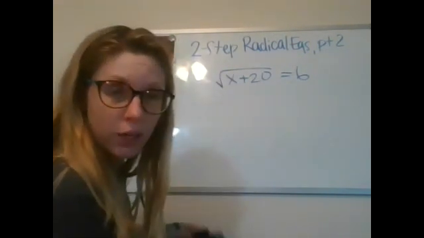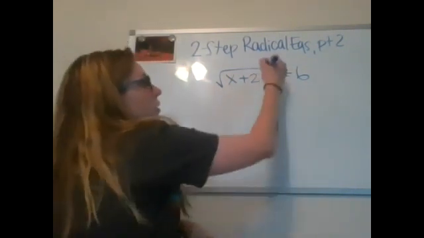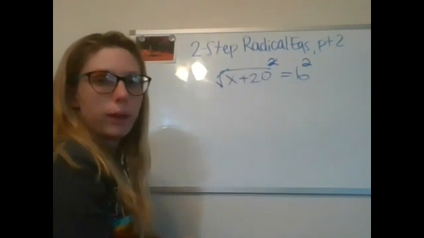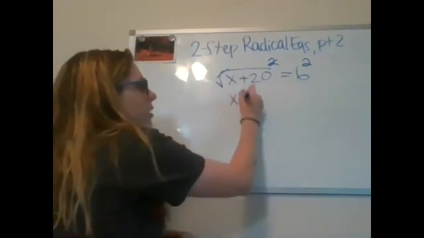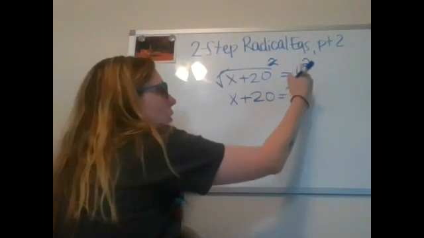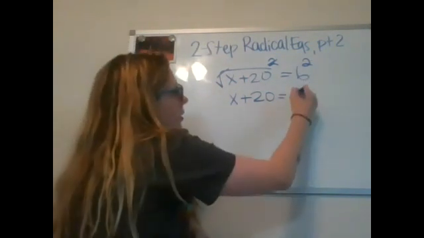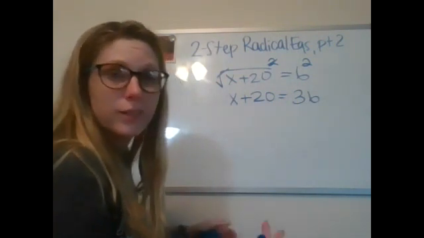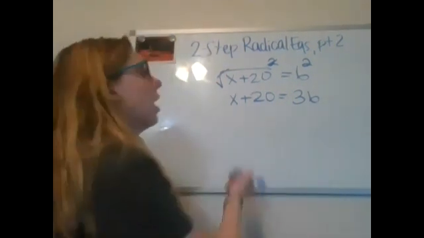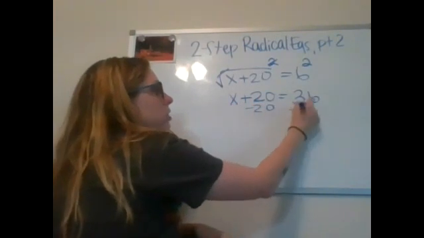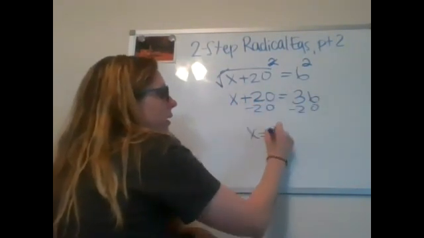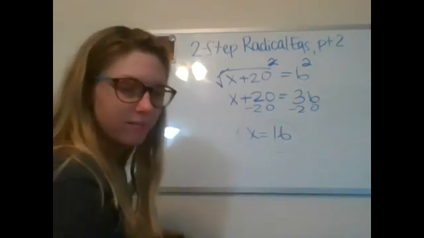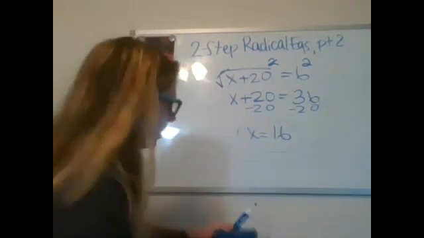What's the opposite of taking a square root? Squaring. So we're going to square both sides to get that square root canceled out. So on here, we're left with x plus 20. Over here, 6 squared is 36. These are much easier because you only have to deal with one answer. So now we can subtract 20 on each side, and we would get x equals 16. All right?